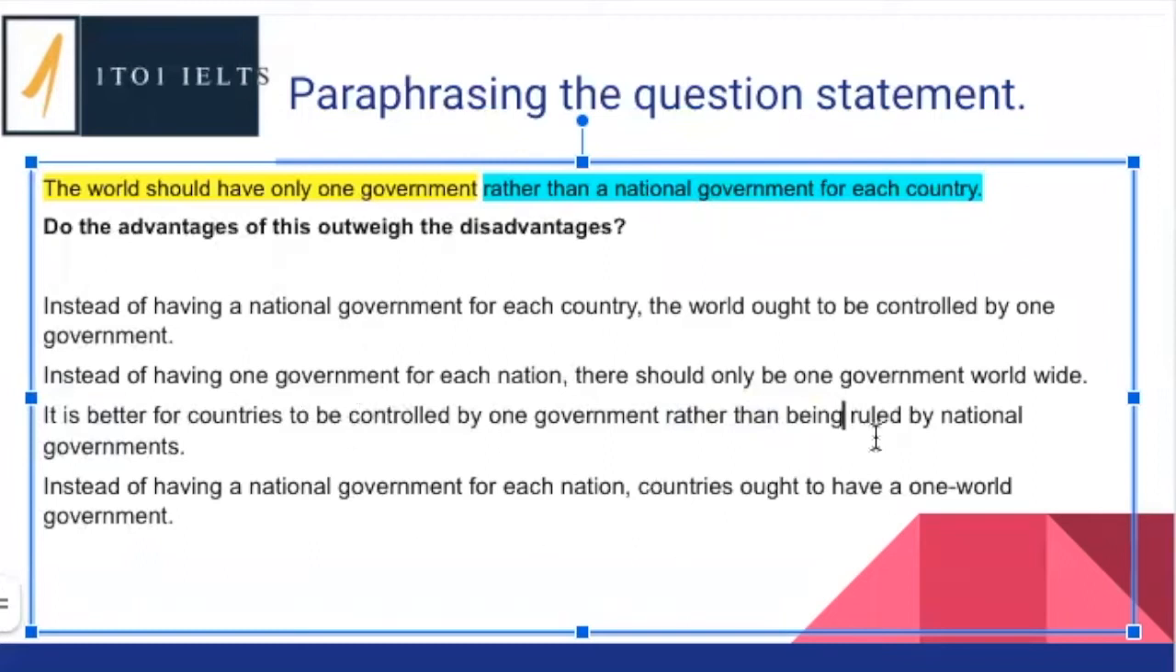So here, definitely much better. We've got passive, passive. Here we've got to be, but here we've changed it to the gerund. So again, we want to be keeping things consistent. So what would be better than being? Being is definitely better than it was before. Can I change this to be even more consistent? Be, yeah. So it's better for countries to be controlled by one government rather than be ruled by national government.